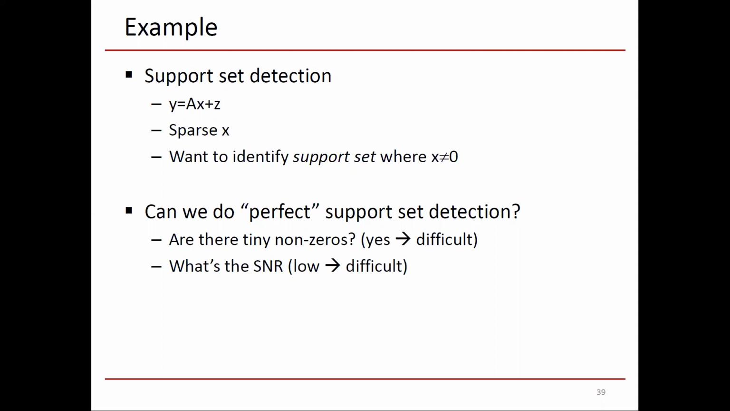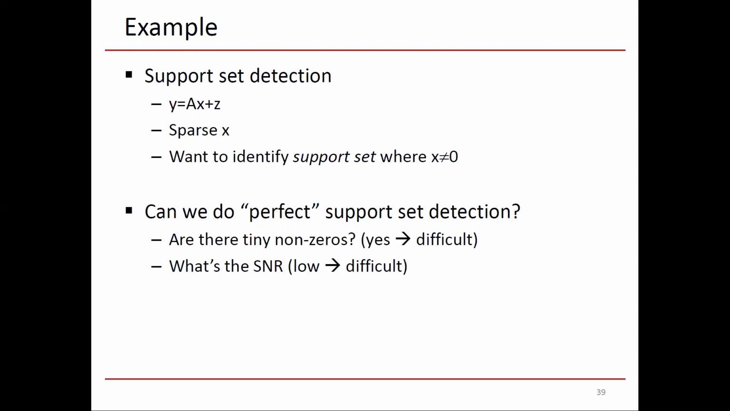Can we do perfect support set detection? So suppose that we're given the noisy measurements Y. So X is unknown, A is a matrix, we know A, and we're not measuring A times X. If we were, then it would be a much easier problem, but we're measuring a slightly noisy version of that. So Z presumably has a small amount of noise. And can we identify exactly the locations of the non-zeros in X? So yes and no, it depends.